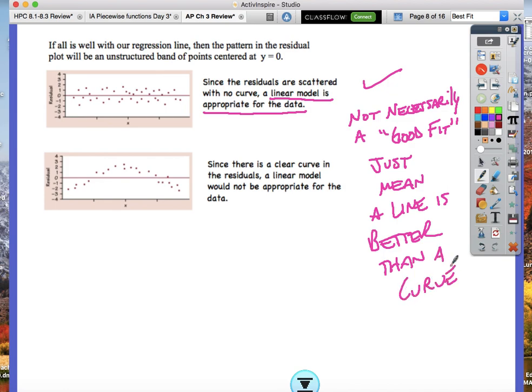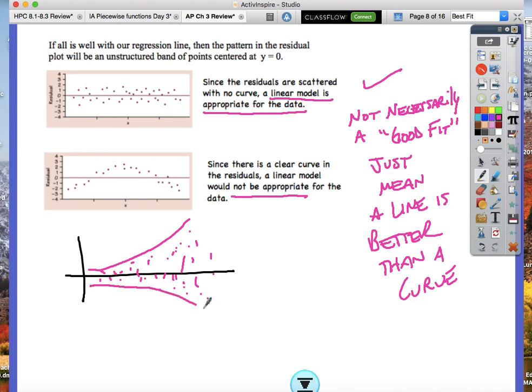And a curve could mean exponential or power or quadratic or logarithmic or something like that. If you see a curve in your residuals, that's no good. So a linear model would not be appropriate for that data. Also, if your dots look kind of like this, where you've got this fanning out effect, that's also not a good thing. A linear model would not be appropriate.